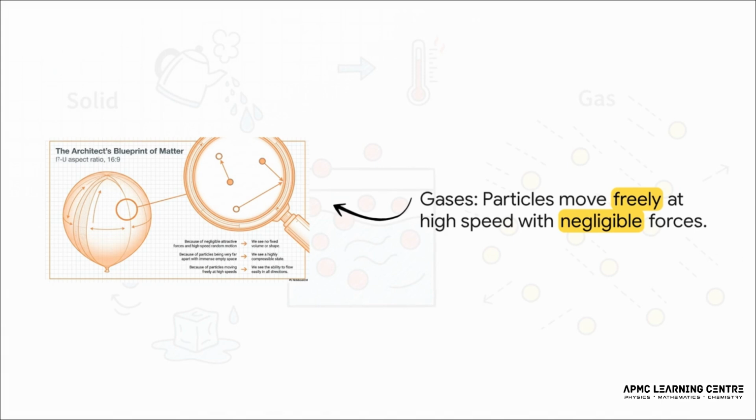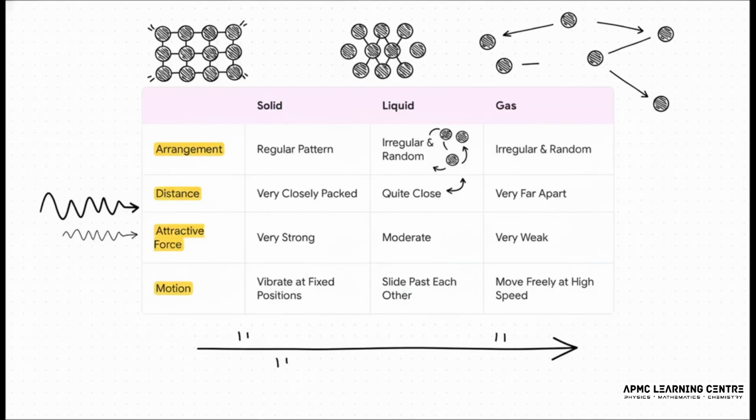And finally, we get to gases, and here it's just chaos. The particles have so much energy that they've totally overcome those attractive forces. They're just zipping around at high speed all over the place, with huge amounts of empty space between them. And this is why a gas will always expand to fill any container you put it in, no matter how big. This chart just lays it all out so clearly.